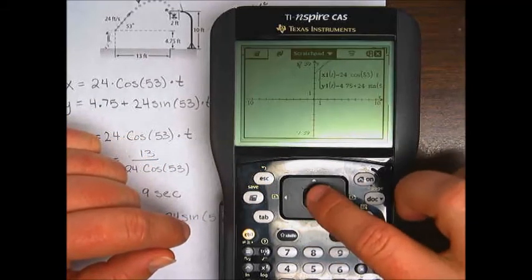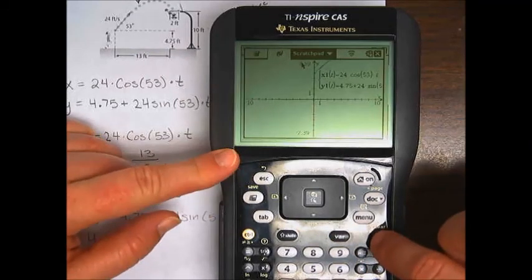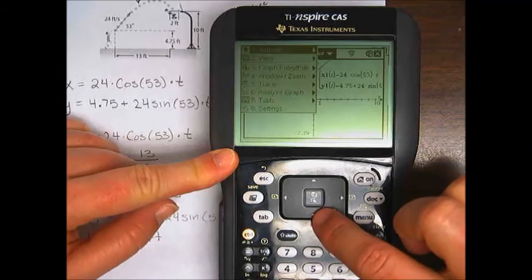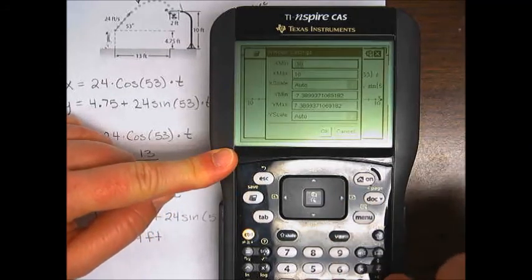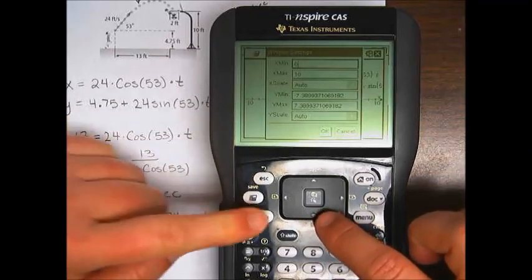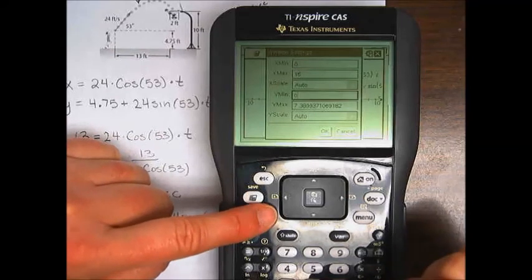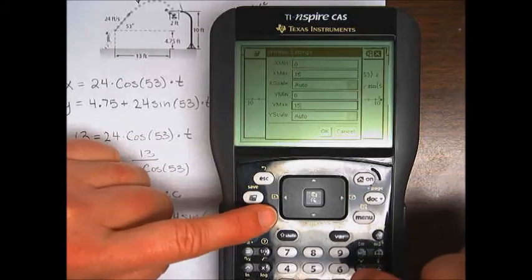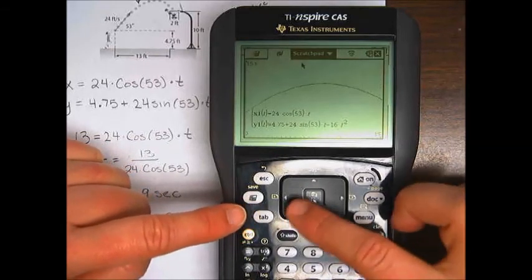We know the basket's 10 feet high, so my Y max has to be bigger than 10 feet. Actually, I'm going to go menu and change my whole window here. So X, I don't need any negative X direction, and it's traveling 13 feet, so let's go 15. And y min can be 0 and y max, let's go 15. So here's the flight of the ball.